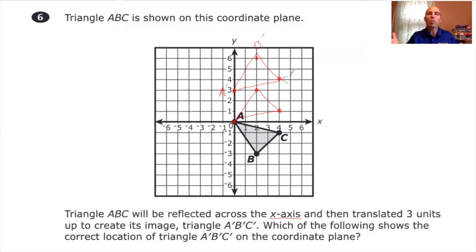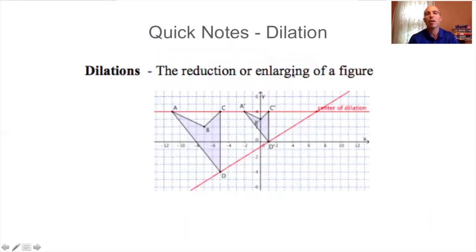Okay, and that's what you are going to be asked to do. You typically aren't going to be asked to just do one transformation. They're usually going to try to throw a couple at you to try to throw you off. Okay, now, dilations. This is different than the other three in the case that you're not ending up with a congruent figure. You're ending up with a similar figure, right?